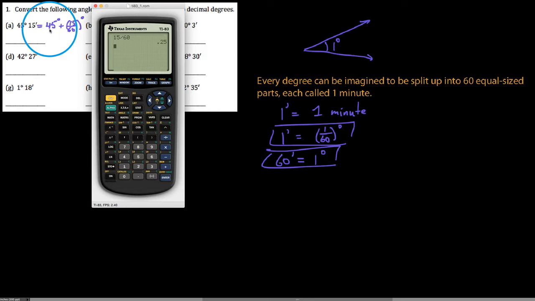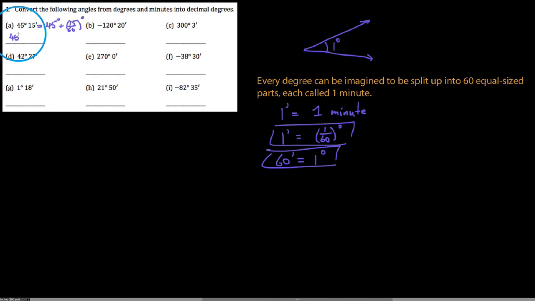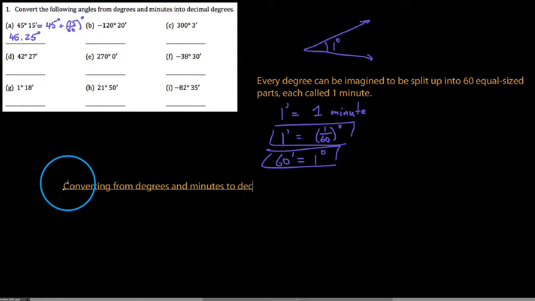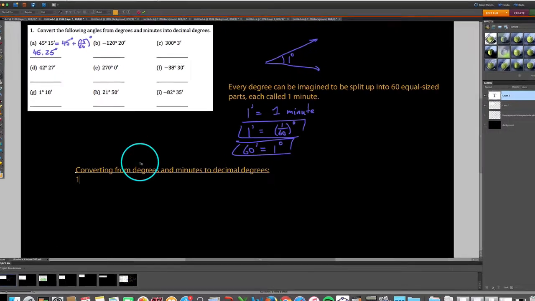So because 45 degrees and 15 minutes really means 45 degrees plus 15 60ths of a degree, then really what we have here is 45 degrees plus another 0.25 of a degree. So as we write this as a decimal, we're really going to just say that this is 45.25 degrees. So to boil this down into a nutshell here, if I was converting from degrees and minutes to decimal degrees, which is the decimal value that we got there.